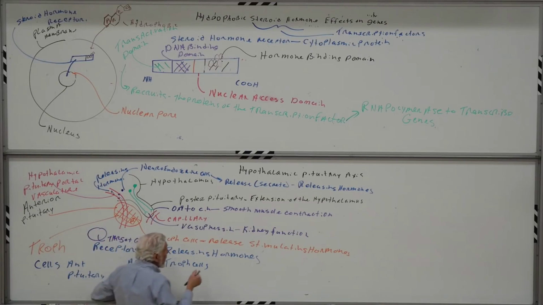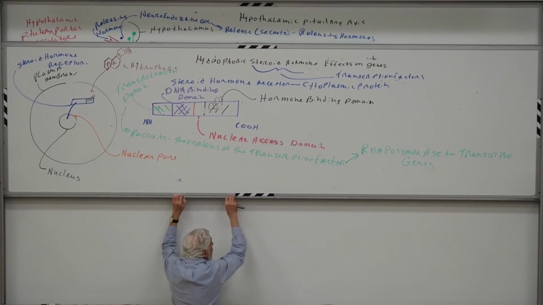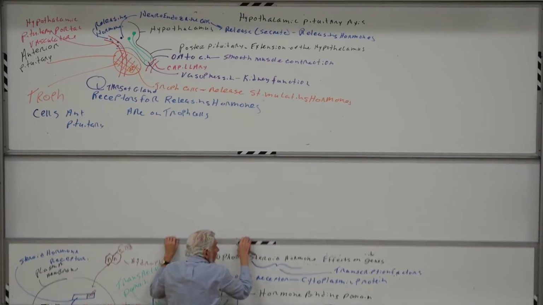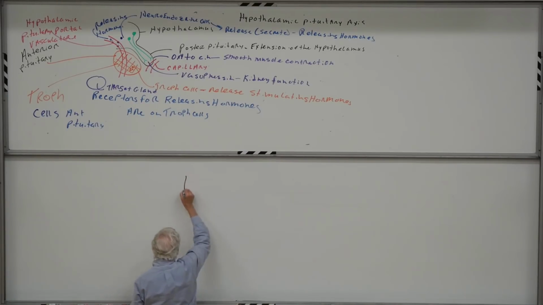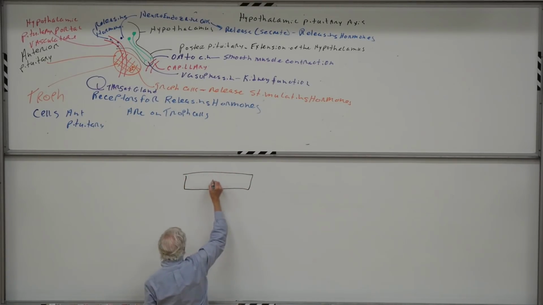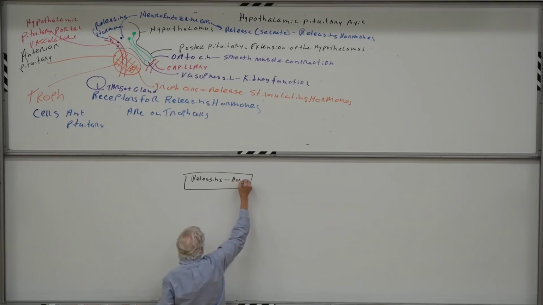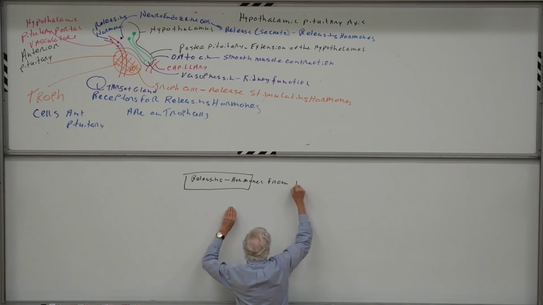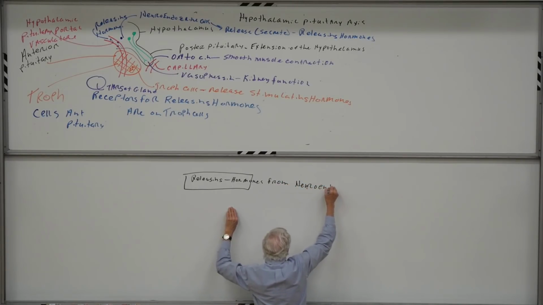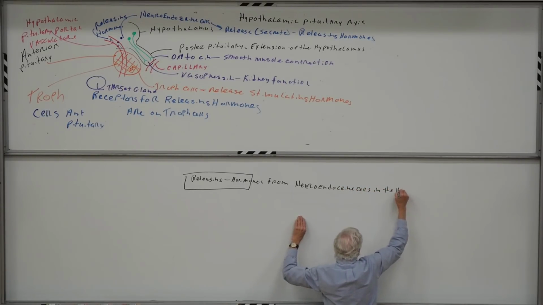In the last minute, let me lay something out for you. And this is an important idea. Let me deep six this. And this is a kind of four-box model of this system. So to begin with, these are the releasing hormones from neuroendocrine cells in the hypothalamus.